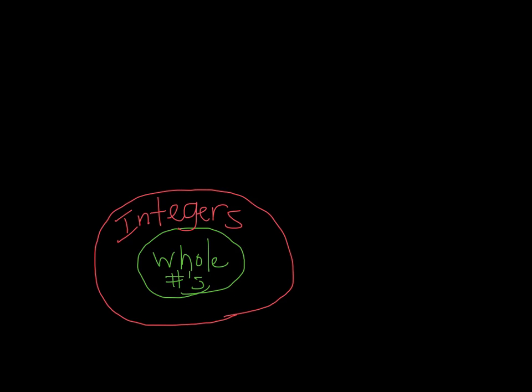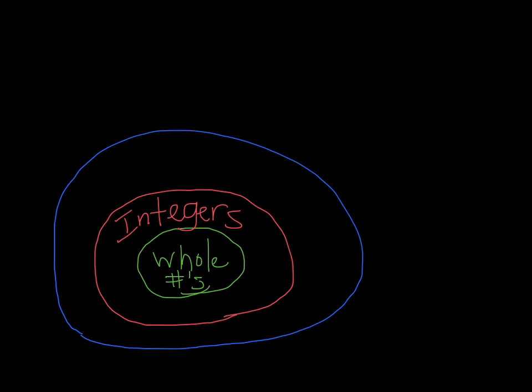But every single whole number is an integer. That's why we put the whole numbers, the little green circle there, inside the integers, because every single whole number is an integer, but not every integer is a whole number. Does that make sense? Okay. All right. And then probably even last year, maybe even the year before, you started learning about rational numbers.